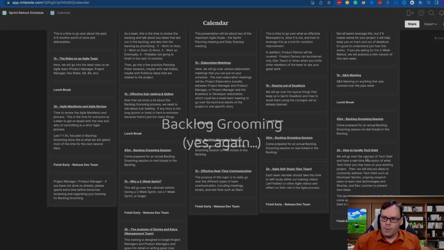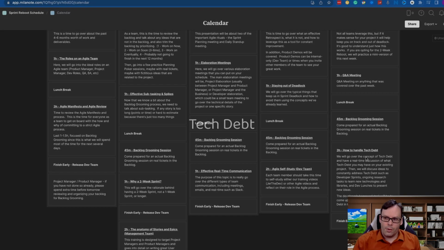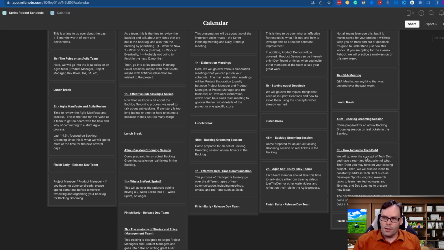Then we talk a little bit about tech debt, how to handle tech debt, how to track tech debt, how to set up sprints that are designed to reduce tech debt, and getting the business's okay on this. Again, tech debt can be a really complicated topic, and it's difficult to get business on board with addressing tech debt, but it's very important to talk about and to figure out how to manage this moving forward.